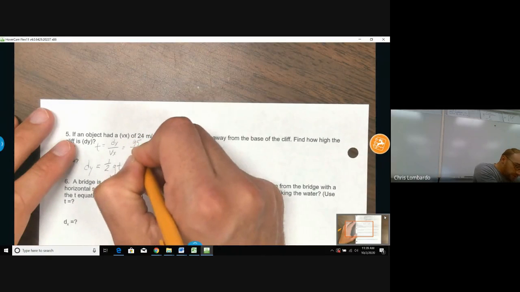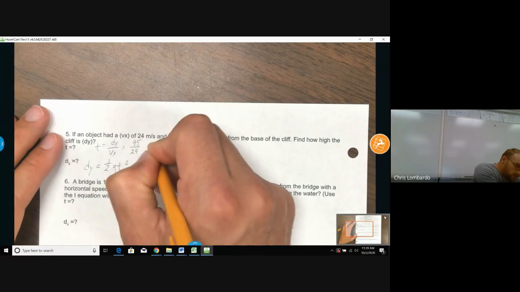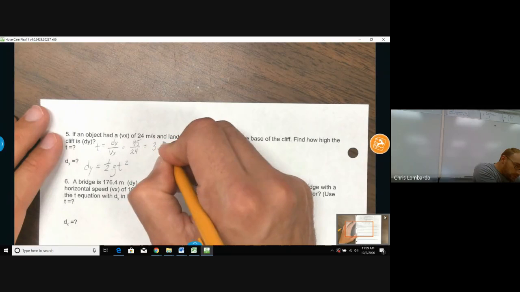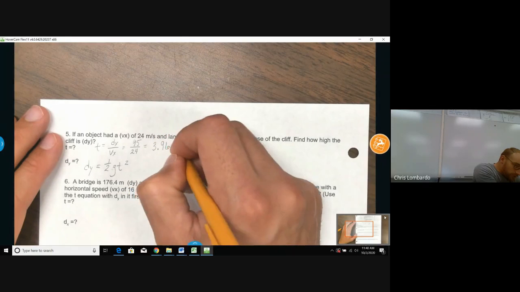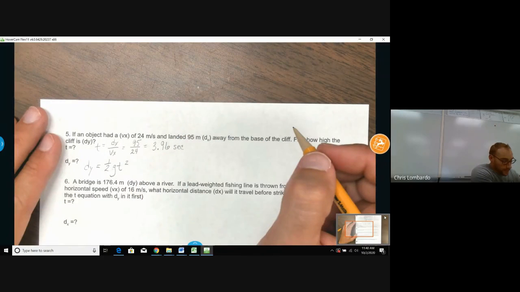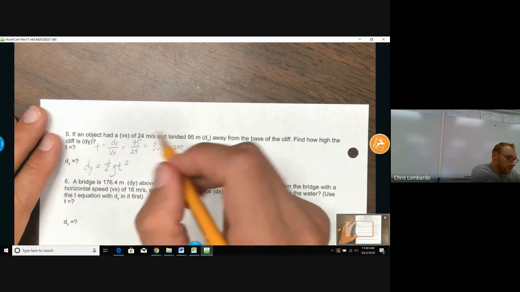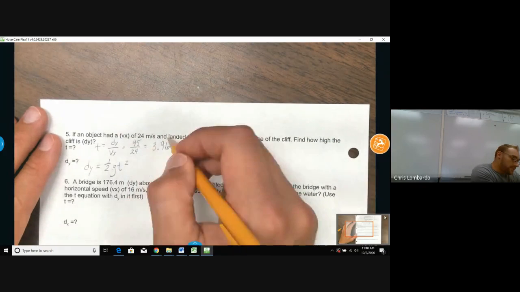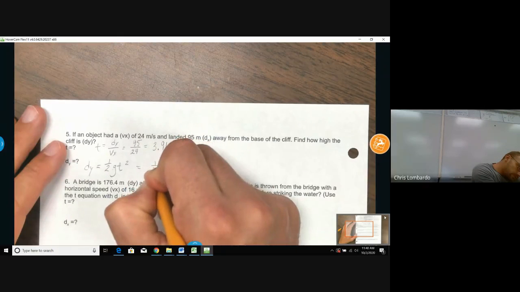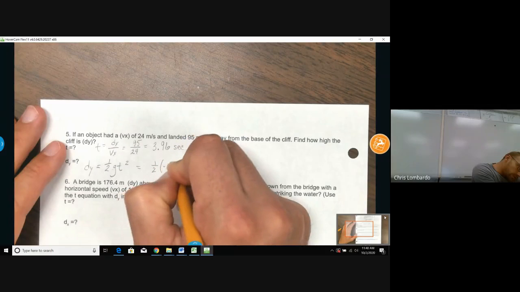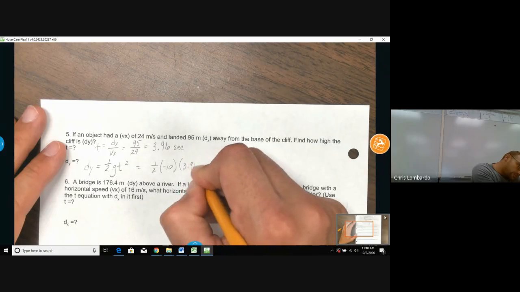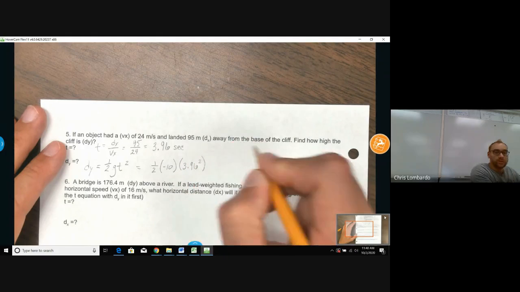So we should have 95 over 24, and we should get an answer of about 3.96 seconds when we round. Okay, once you have that, then you substitute it into the equation for the t that we needed. So we're doing 1/2 g, which is -10, times our t squared. Again, only square the time.